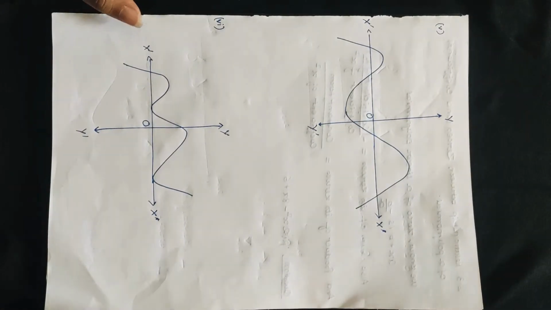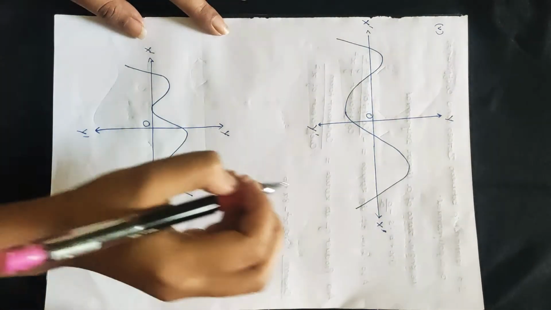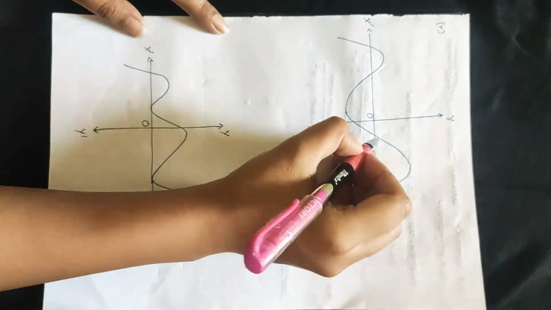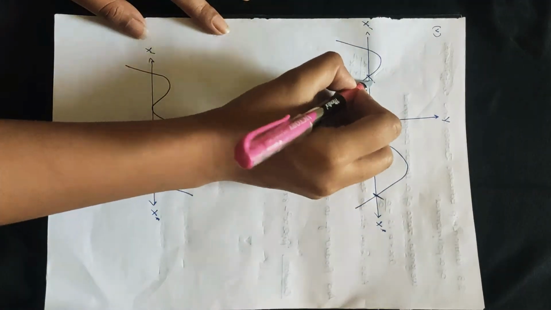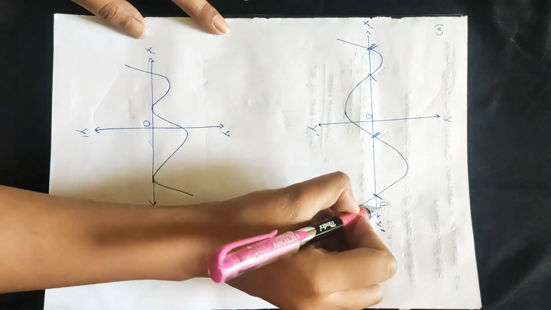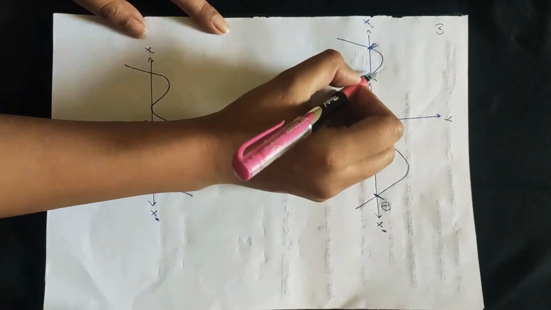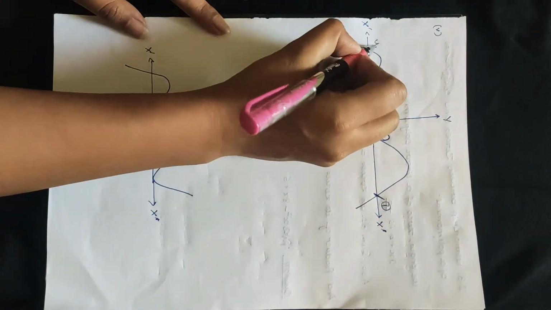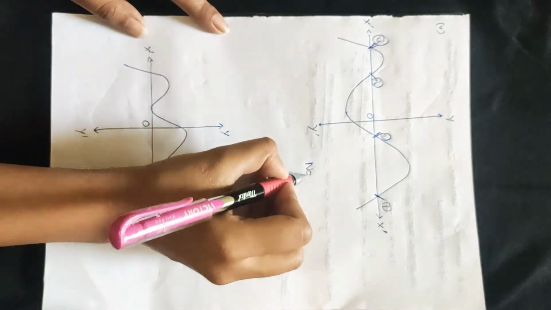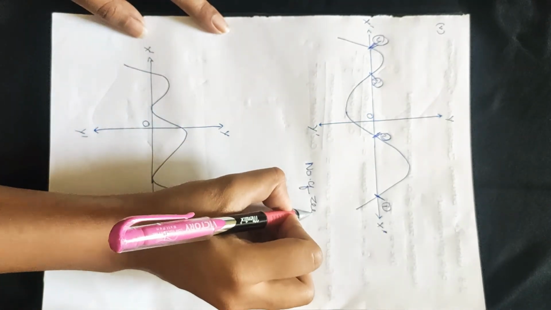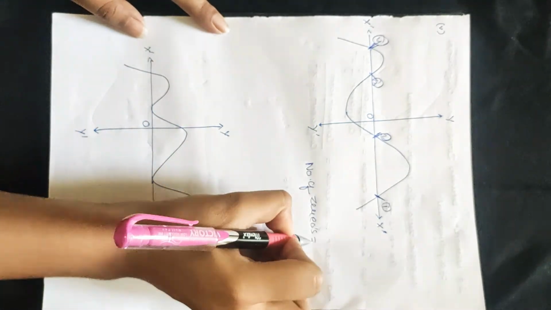Okay, let's try to solve question number 5 now. You can see the graph intersects at 1 point this, 2 point this, 3 point this, and 4 point this, right? 1, 2, 3 and 4. Therefore the number of zeros is 4.